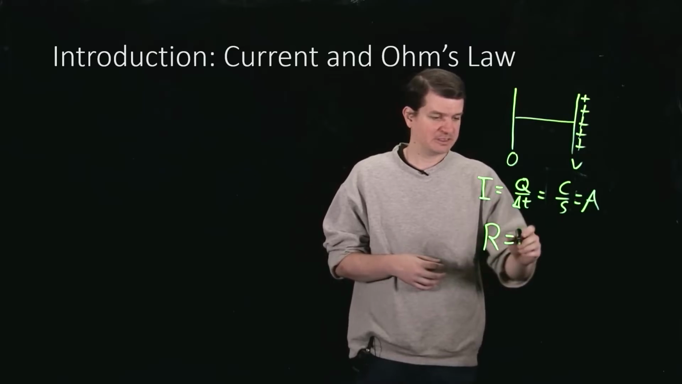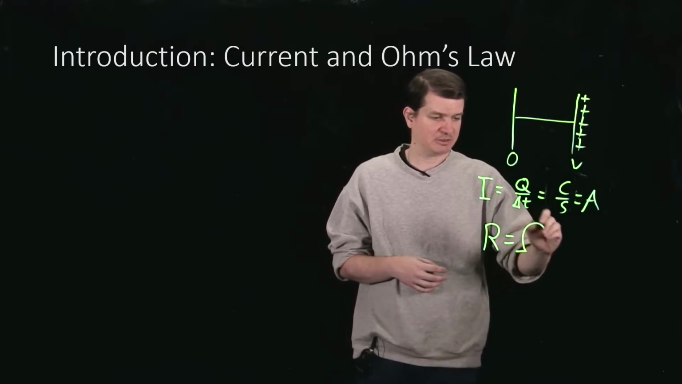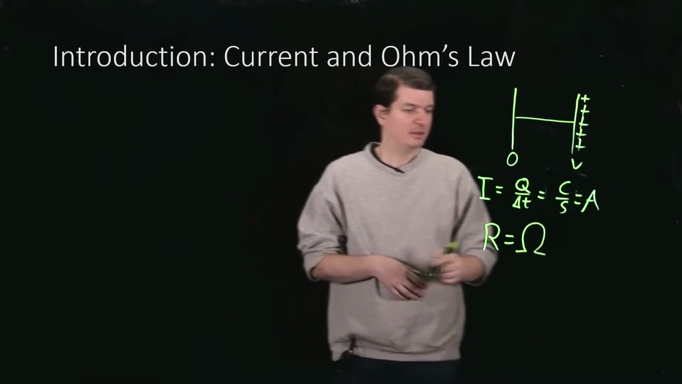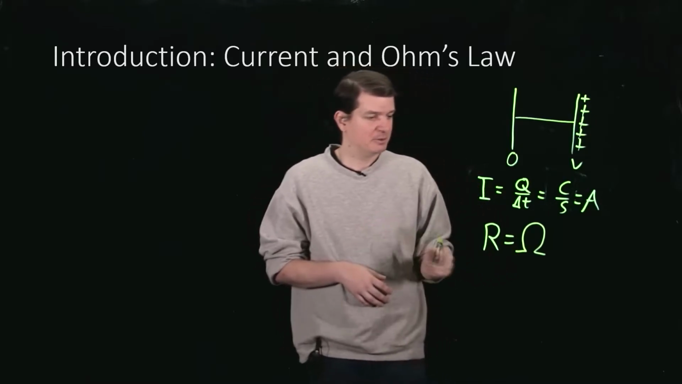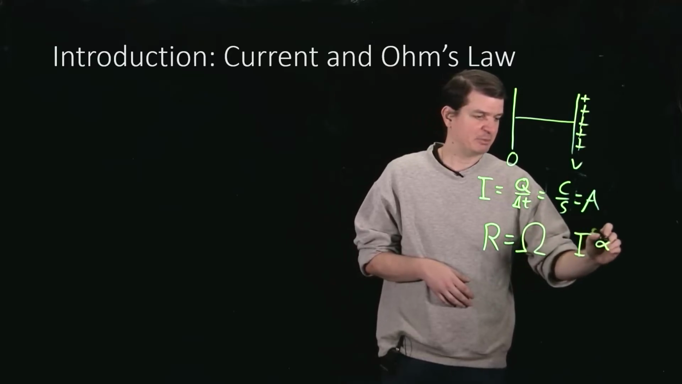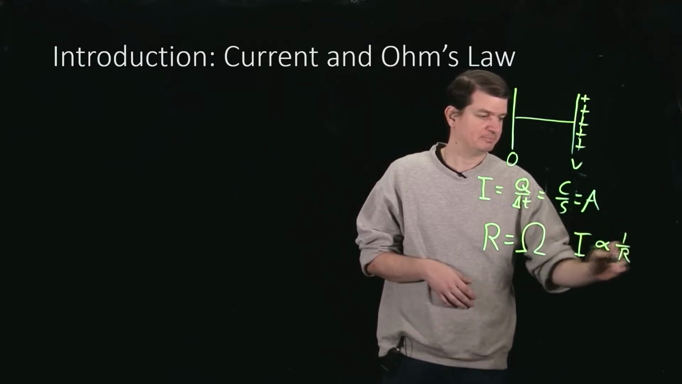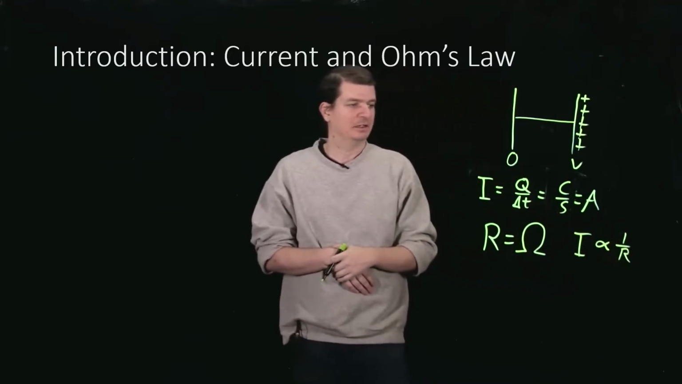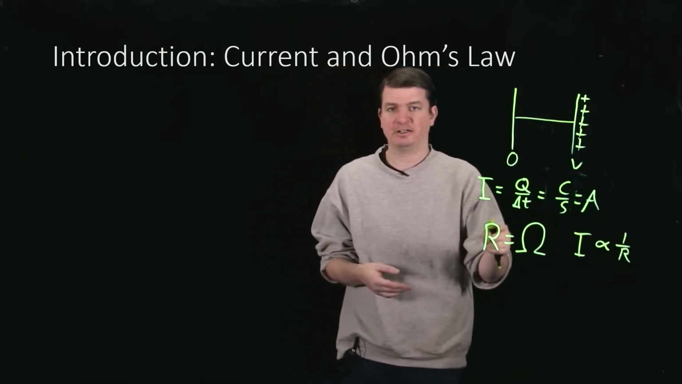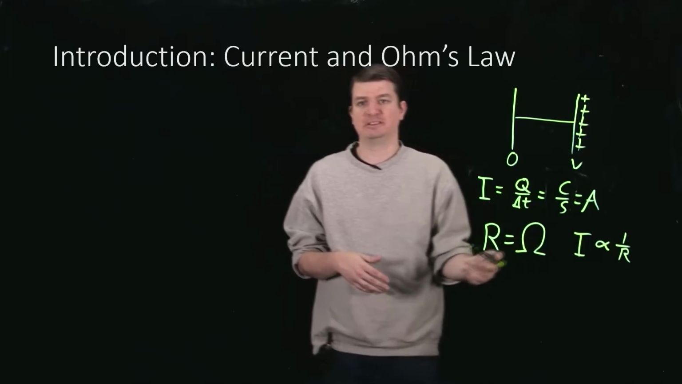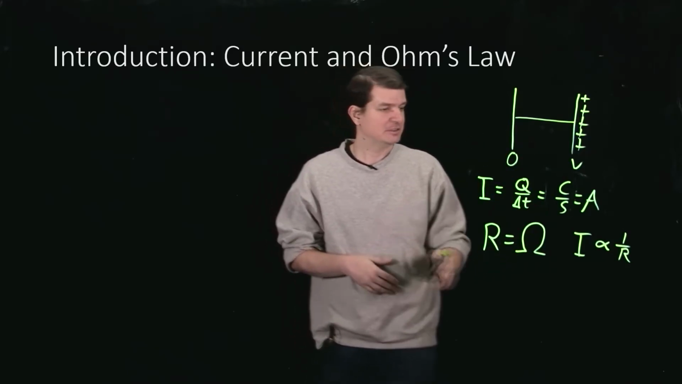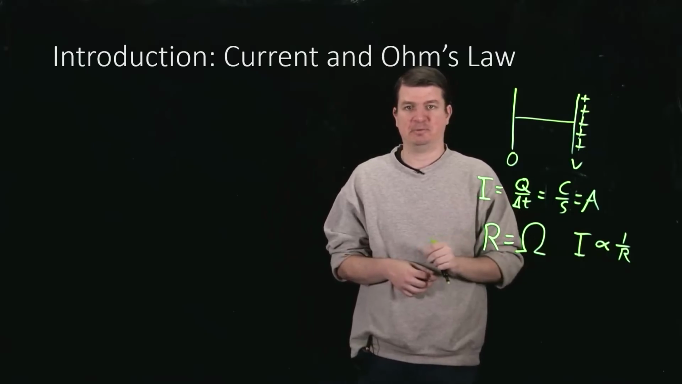So we've got resistance. That has a special unit. We call it ohms, with the symbol omega. The important part is that the current is going to have to be proportional to 1 on R. Because as R increases, it means you're more and more resistive to allowing the flow of current. That's described by this relationship here.